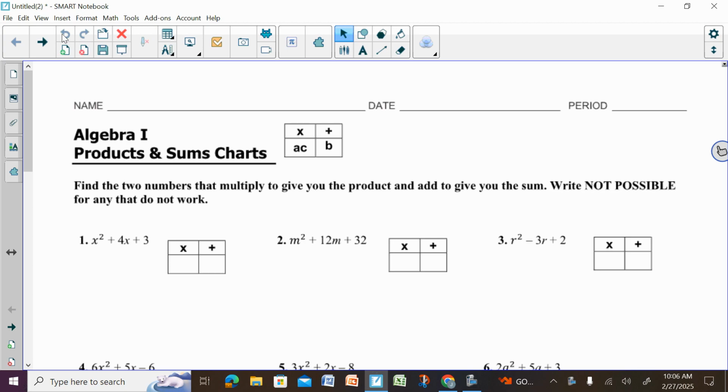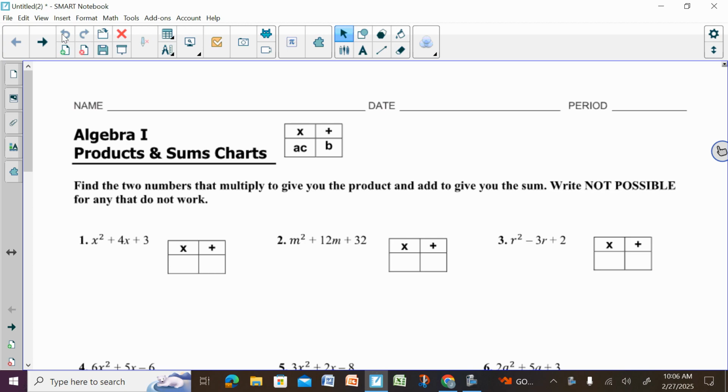Okay, so this is just a quick little guide to help you out. I know I'm not here today, so I thought I'd record how we would do a couple of these. This worksheet is to teach you how to use that product and sums chart on that bright piece of paper that we were working on.